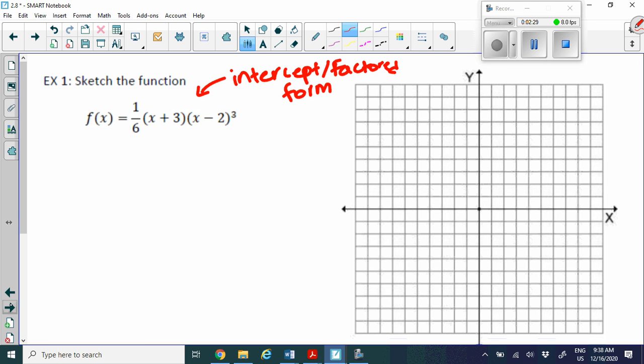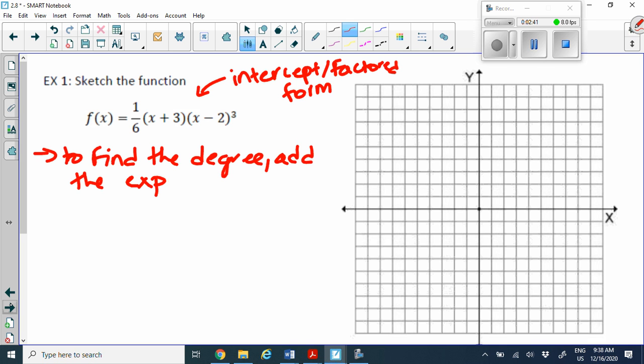So remember, to find the degree, we add the exponents. So don't get this confused when we are in standard form. When we are in standard form, whatever the highest exponent is, that is going to be our degree. But in factored or intercept form, we add the exponents. Now notice on the x plus 3, we don't see a number. Whenever you don't see a number, the exponent is automatically 1. So for our degree here, we have 3 plus 1, because 3 is an exponent and 1 is an exponent, so that gives us 4. So in this case, our degree is even.